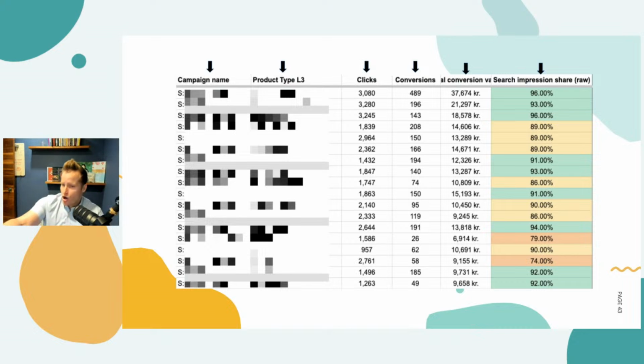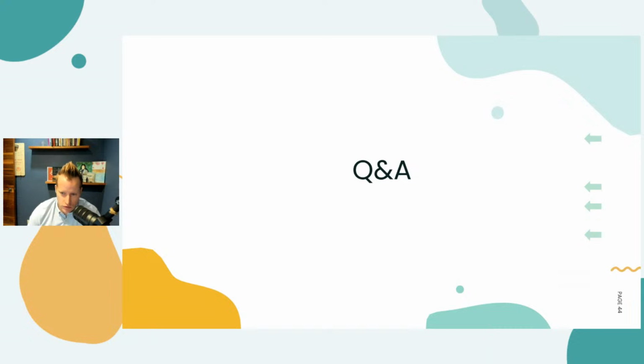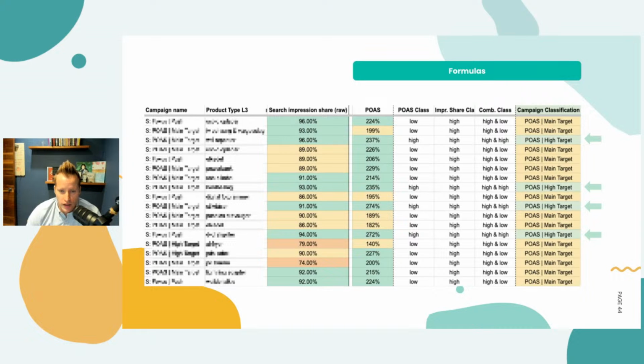Then we simply pull it into a Google Sheet, where all this data is pulled in through Data Slayer, and then we start creating formulas. We'll have search impression share and POAS. Search impression share is still the raw data. The POAS in this case is a formula. Then we have the POAS class and an impression share class, so is it high or is it low, based on the input that we have, and then the combined class. And then we simply have a rule formula.